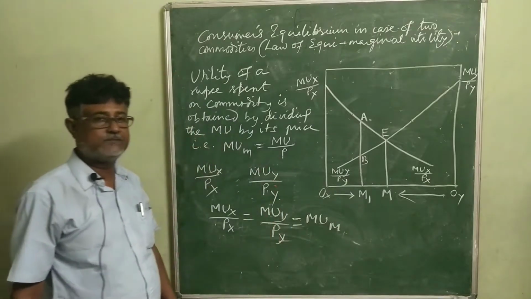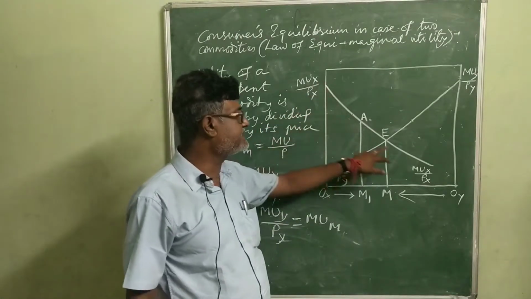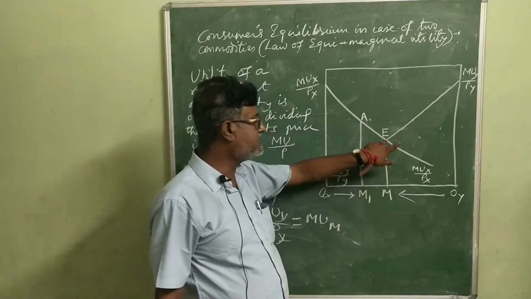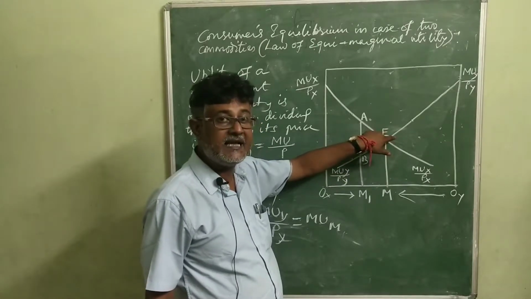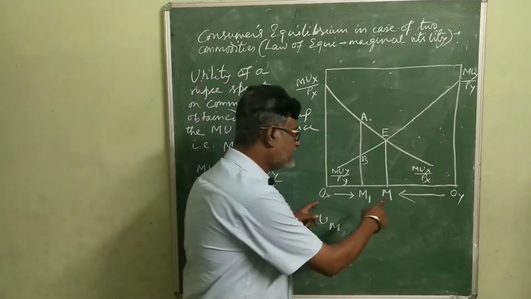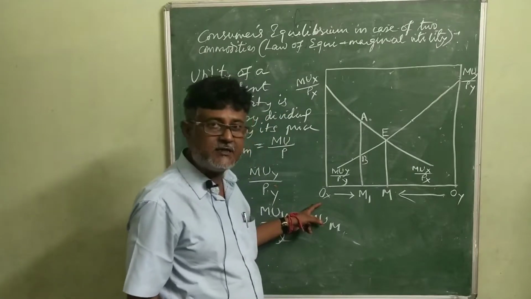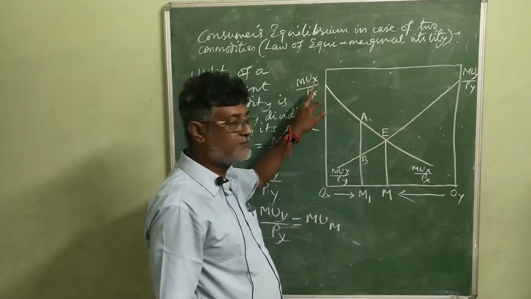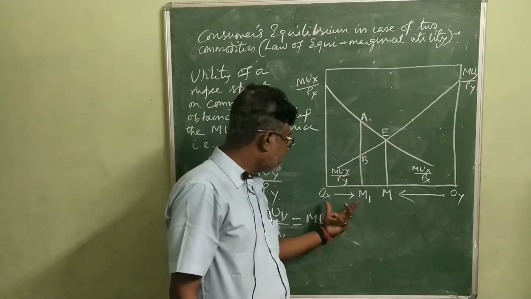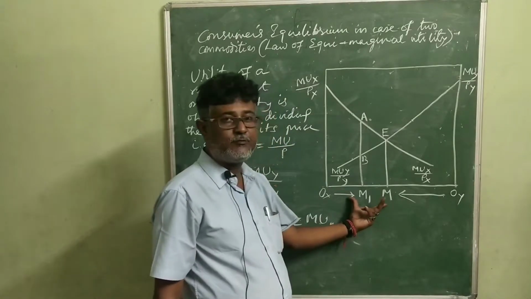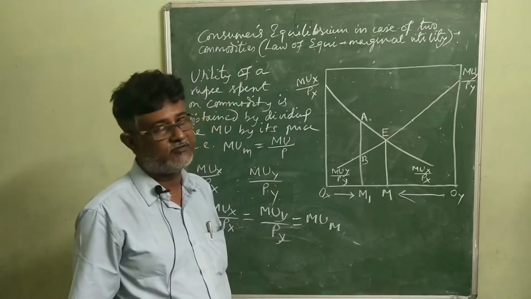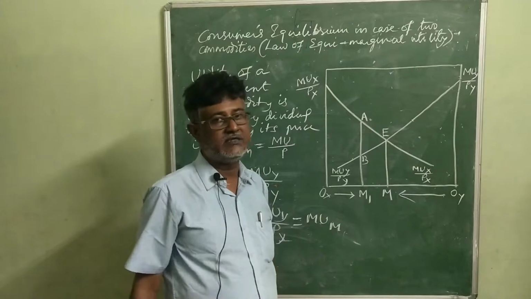In the given diagram we find that the MUX by PX curve and the MUY by PY curve are downward sloping, and the two curves intersect at point E, at which the consumer is spending his given money income on the purchase of two commodities in such a manner that marginal utility of X by PX is equal to marginal utility of Y by PY. He is spending OXM amount of money on the purchase of X and OYM amount of money on the purchase of Y, and is said to be at equilibrium.